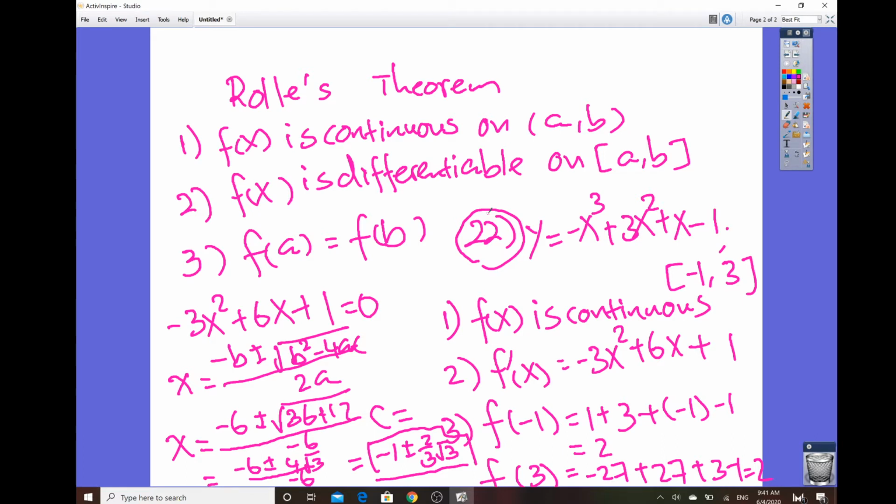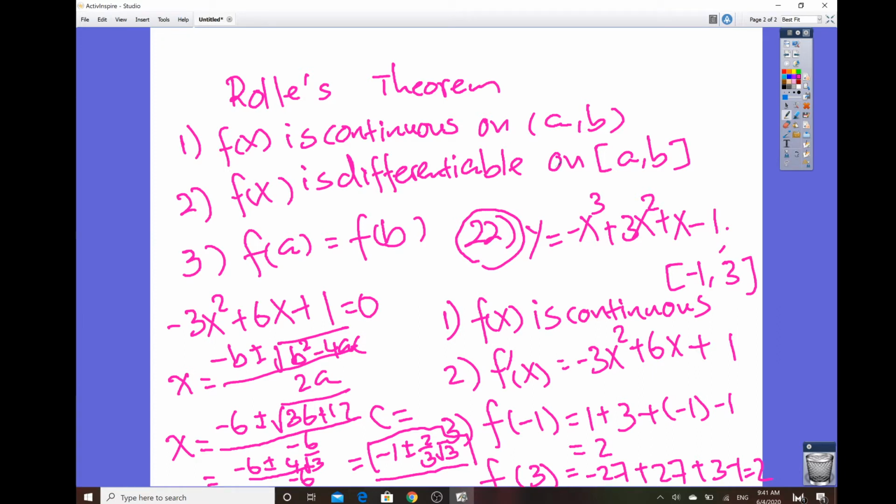Okay, so we'll take a look at that. 32. It's about the volume of a three-dimensional solid. So for this problem, you want to find the volume of a solid that results when the region enclosed by the curve is revolved about the given axis.